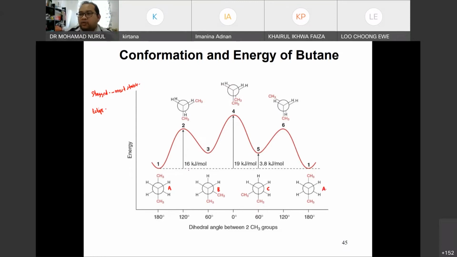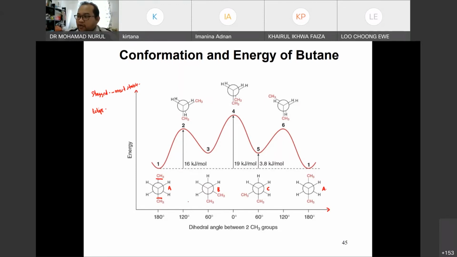Don't forget, if you want to draw the energy diagram for this, draw the energy axis, X and Y, energy versus torsional angle. And we know this one is the most stable. Number A is the most stable compared to B and C, so this is the lowest energy, because the bulky groups, both CH3, are further apart, around 180 degrees. And this is the anti-conformer.